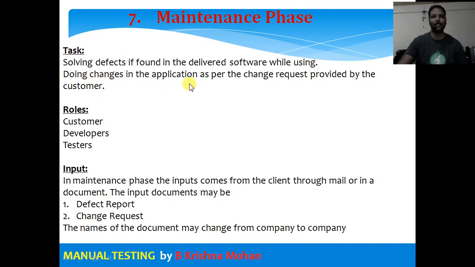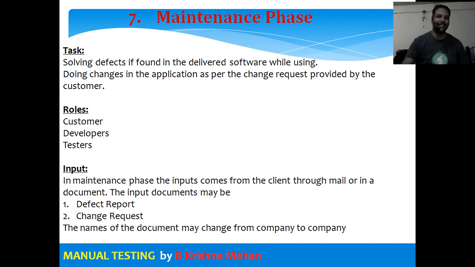Second, doing changes in the application as per the change request approved and provided by the customer. That is the second way. First thing is if he gets a defect. Second thing is if he wants any changes. Mainly in banking and insurance applications, repeated changes happen. So if he wants any changes, it will also be done in the maintenance phase. Most of the time, maintenance is for changes only. We should not expect any defects.